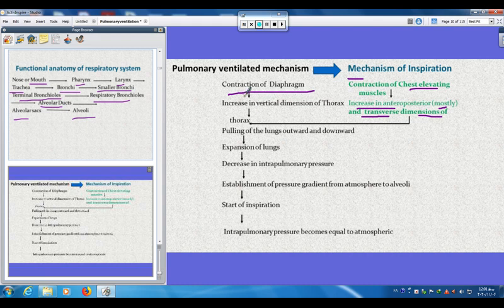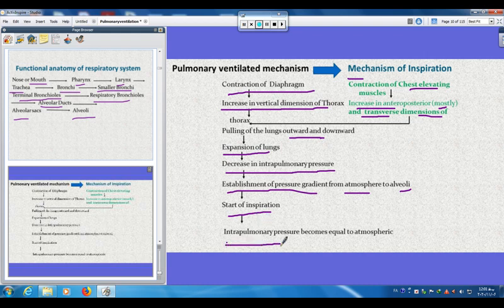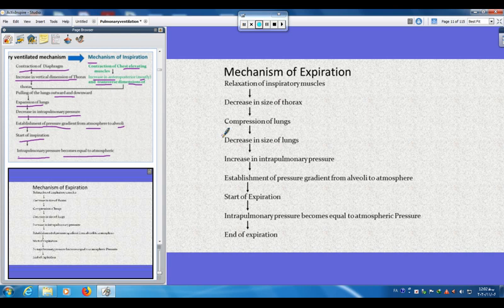In this mechanism, we have a contraction of the diaphragm, which causes an increase in the vertical dimension of the thorax and pulls the lungs outward and downward, and this causes the expansion of the lungs, and this causes a decrease in the intrapulmonary pressure, establishment of the pressure gradient from the atmosphere to the alveoli. Okay, and this causes the start of the inspiration. At the start of the inspiration, intrapulmonary pressure is lower than atmospheric, and it becomes equal to atmospheric pressure at the end of the inspiration.